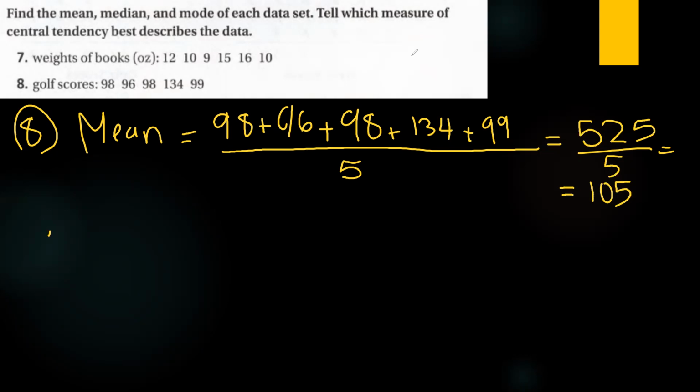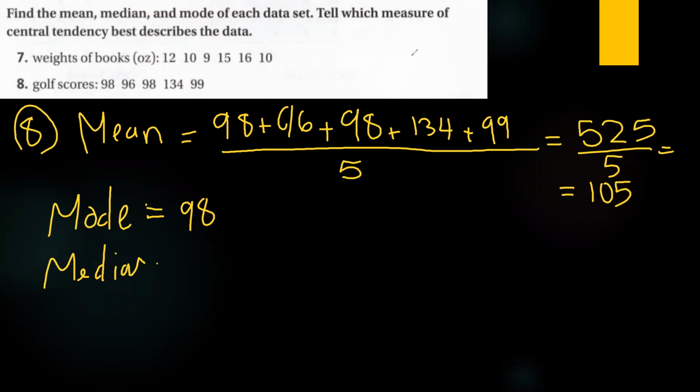Now let's find the mode. The mode is the most frequent number. So which is the number that's repeated more than one time? 98.